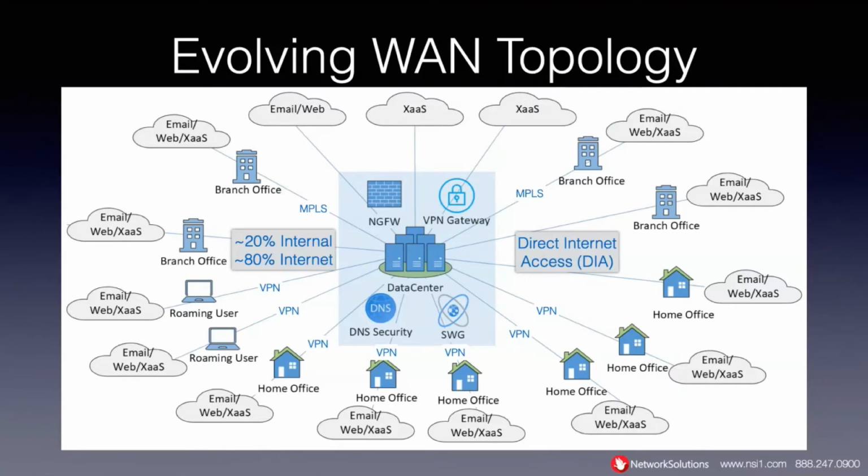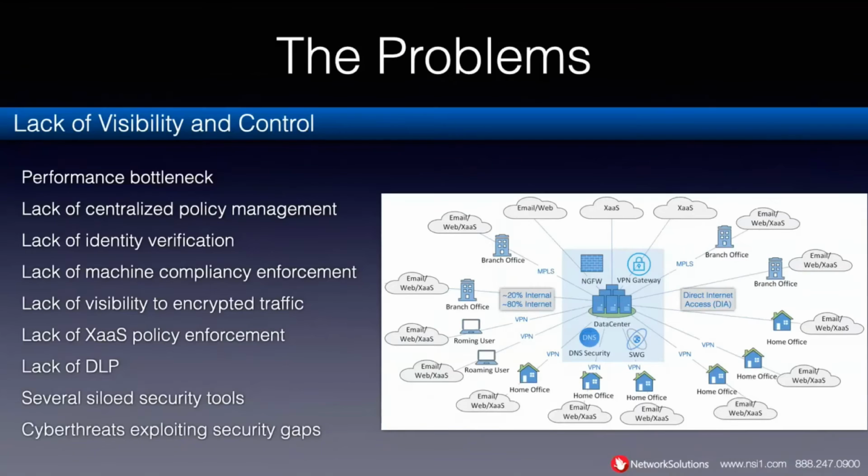With this later model, with the cloud services, it's more like 80% of the traffic is going to the internet and 20% of the traffic is internal. So the opposite of how it was before. This evolving WAN topology presents a number of network performance and security concerns.